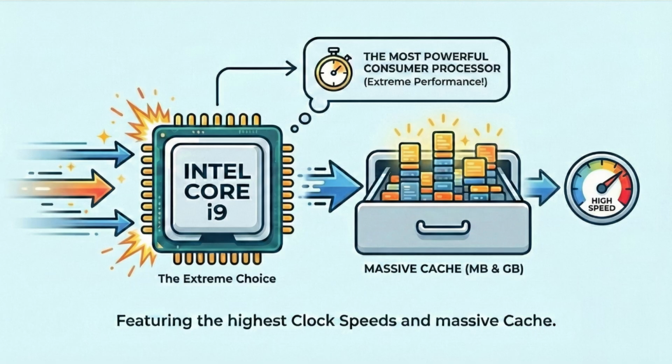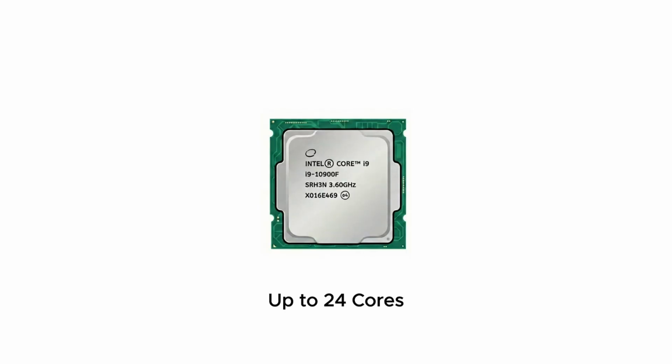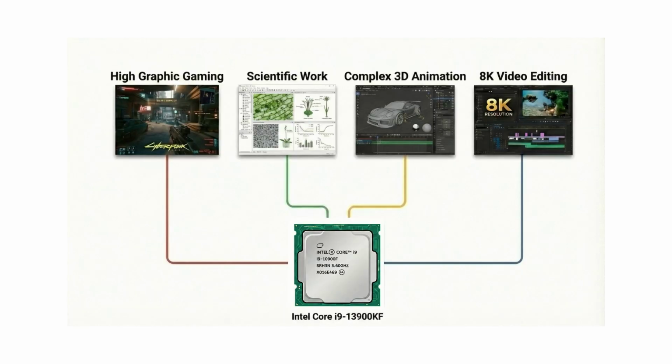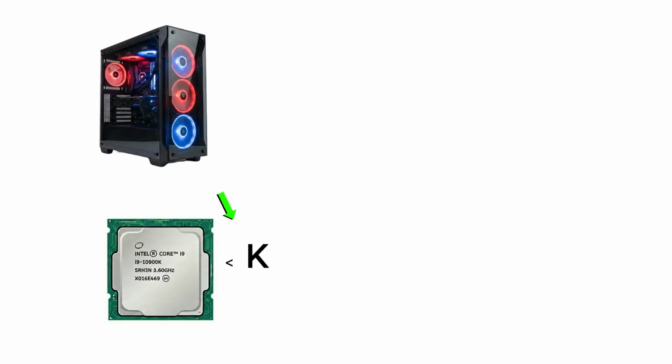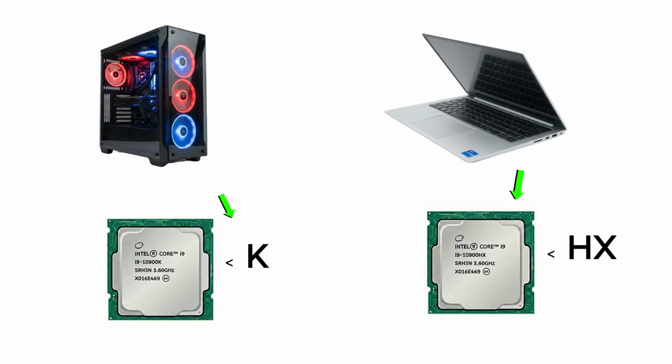Then we have the Intel Core i9, the extreme choice. This is the most powerful consumer processor available, featuring the highest clock speeds and massive cache. With up to 24 cores, it's designed for professionals who do 8K video editing, complex 3D animation, or scientific work. You'll almost always see K on desktops or HX on laptops here, because this chip is all about raw speed and doesn't bother with power-saving features.